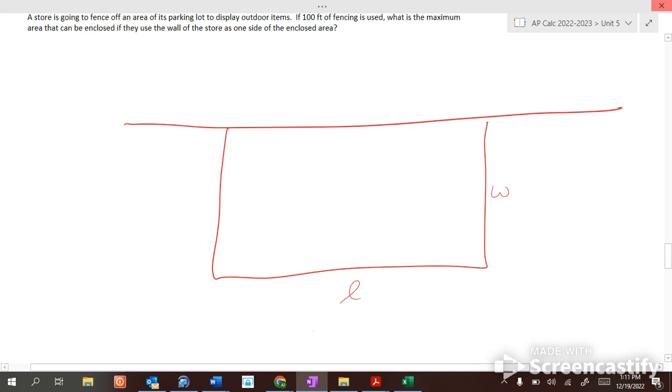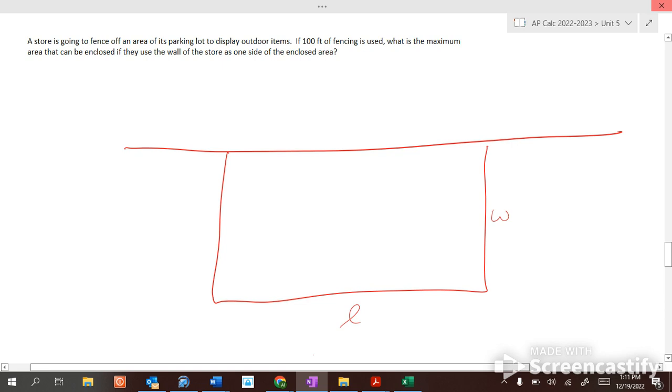All right, a store is going to fence off an area in the parking lot, like, Runnings has their building here, and they'll fence off an area so they can put like a garden area in here. They want to use 100 feet of fencing, and they want to make this as big as possible. What should their dimensions be to make it as big as possible? Well, since the building is right here, then they don't have to use any fence here.